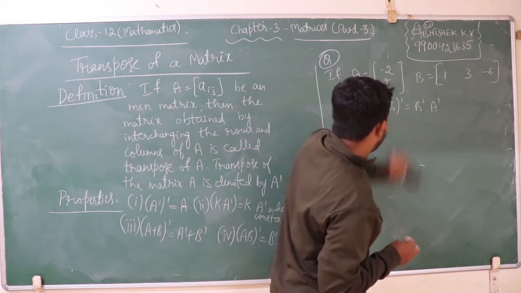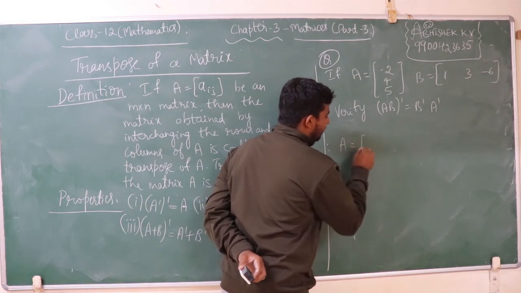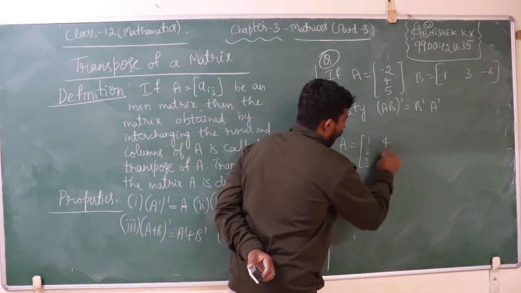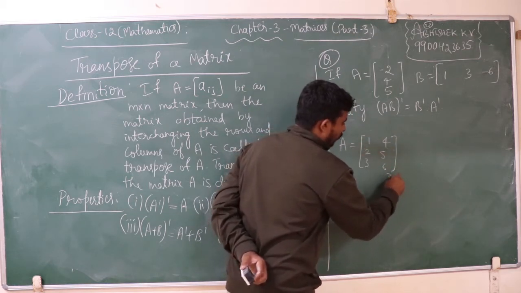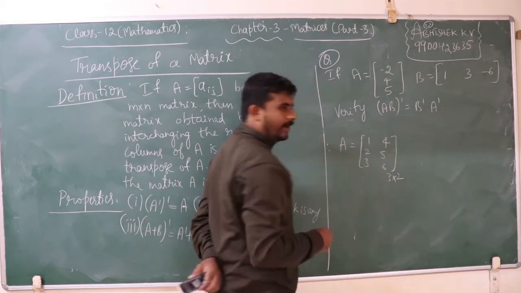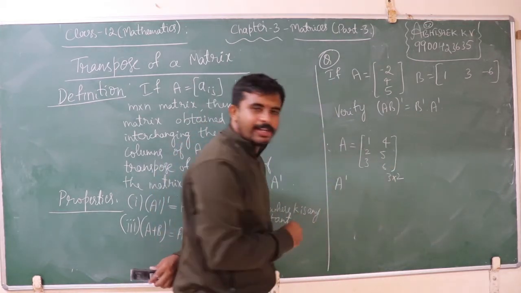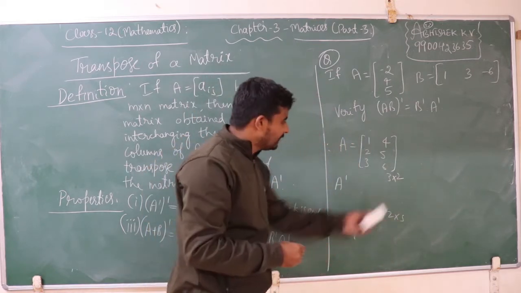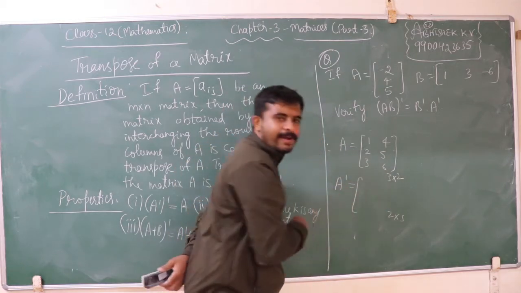I am going to consider another example. See, if matrix A is 1, 2, 3, 4, 5, 6, this has 3 rows, 2 columns. This has order 3 by 2. Then what is the order of the transpose of this matrix? It is of the order 2 by 3, that is, changing rows to columns and columns to rows.